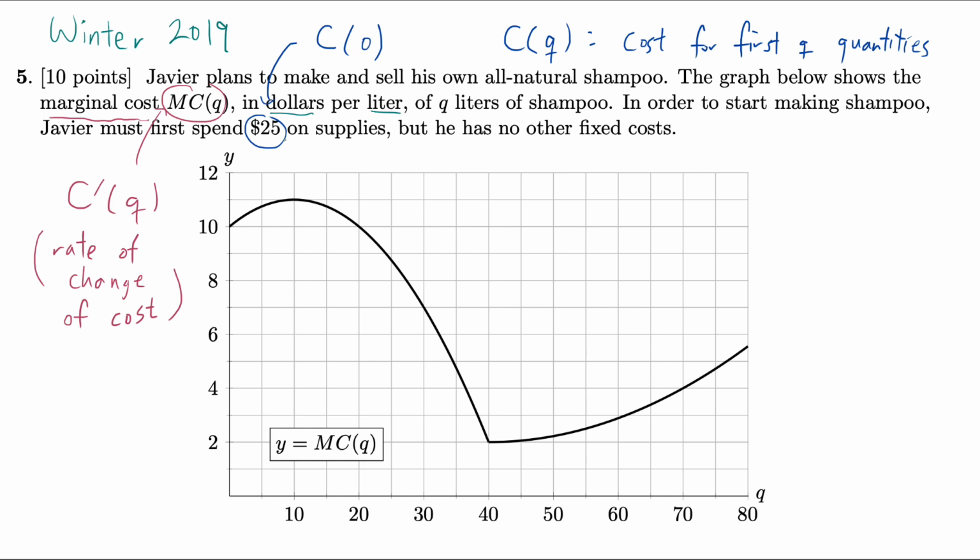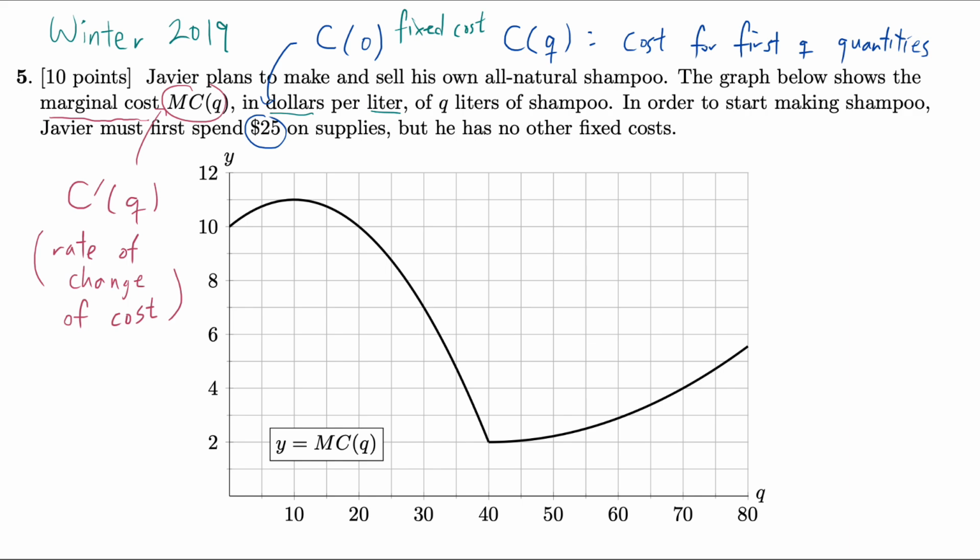So C of 0 here, this $25, which Xavier has to spend on supplies, is called the fixed cost. So this is the cost that you're going to start out with, no matter what, at the very start. So given the setup, we are given here the graph of marginal cost, or the derivative of cost, right here.